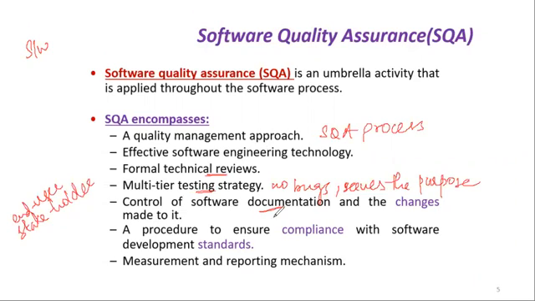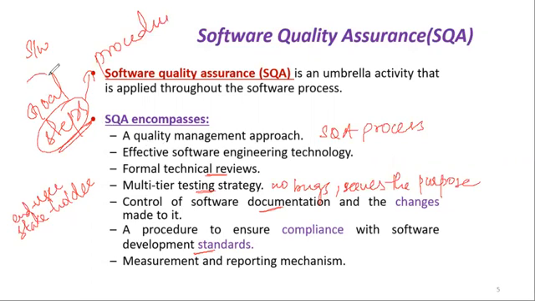Then the next is a procedure to ensure compliance with software development standards. That is, when you have decided that some specific standards need to be met, you need to have a process. If you need to achieve a specific goal, you need to have some specific steps that you need to follow. So these steps are your procedures, and your goal becomes your standard.